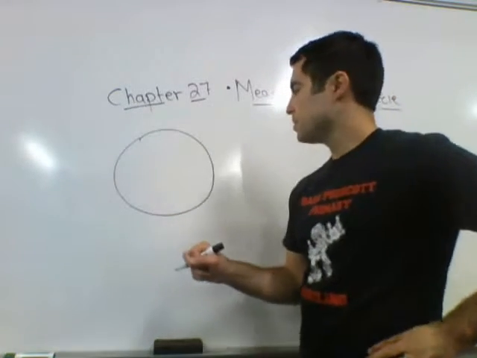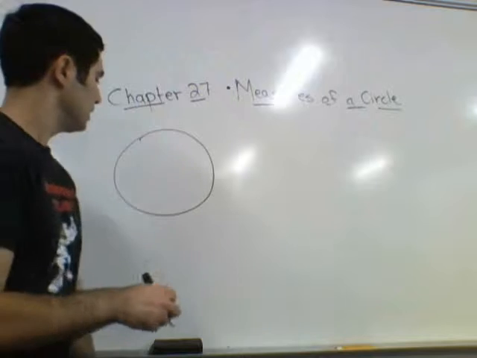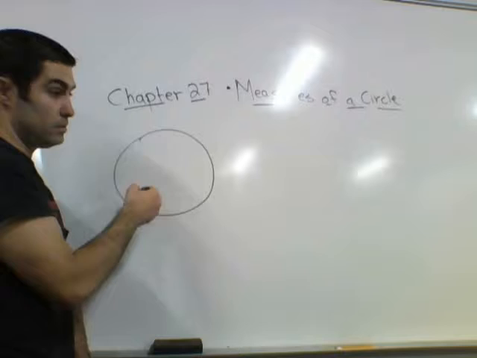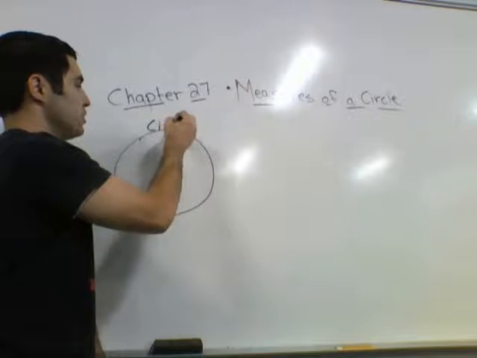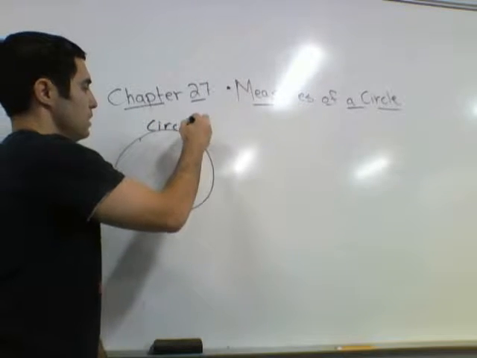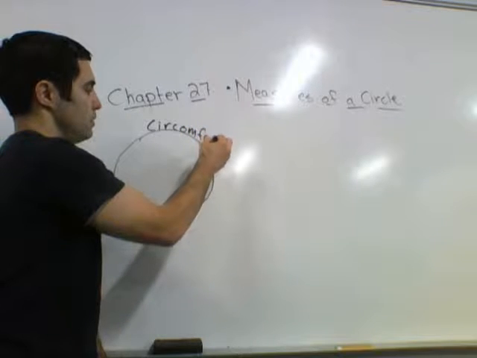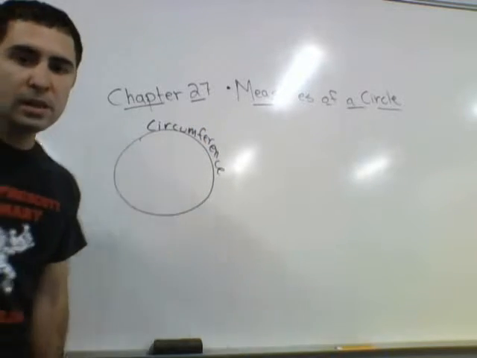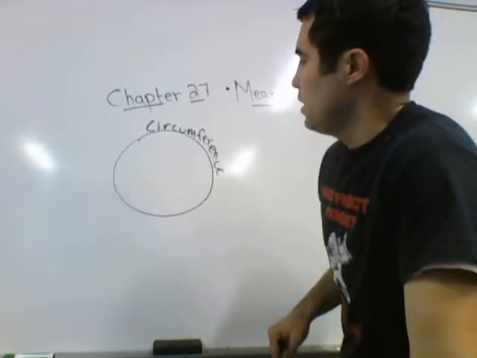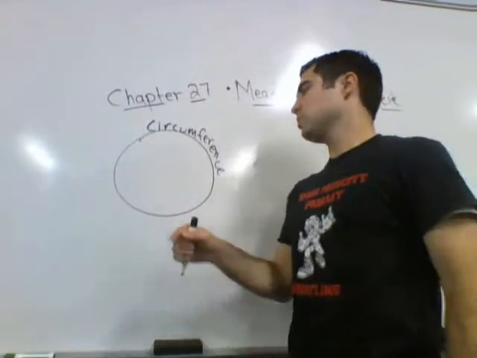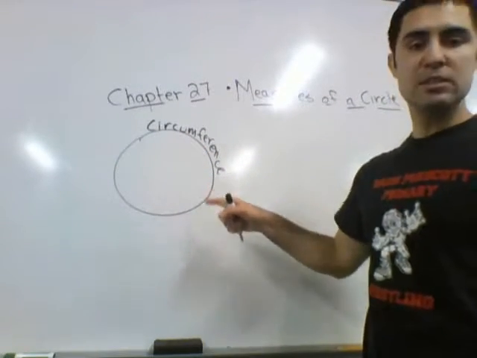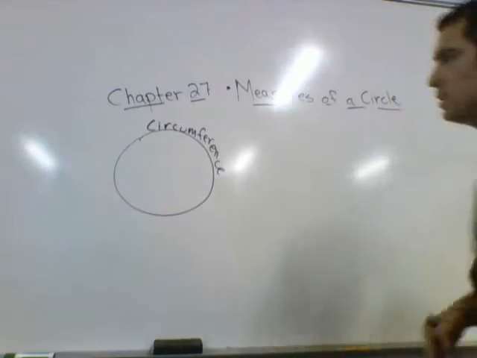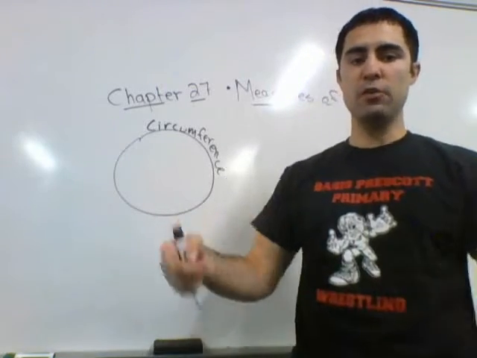All right, so let's talk about some of the facets of a circle. The distance around, if you were to walk in a circle around this circle, that would be circumference. There's some mathematical equations that you guys will be learning to calculate the distance around, and that's if you were to take this and roll it out into a line, then that would be how far you walk.